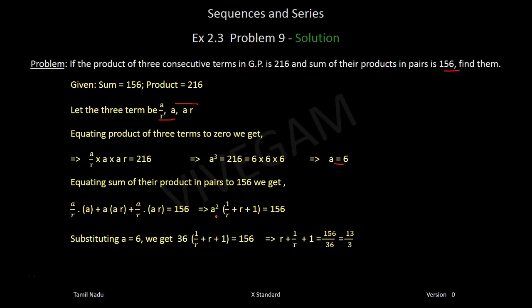Now if you substitute the value of a, you will get 1 by r plus r plus 1, into 36, equal to 156. This 36 comes this side, so r plus 1 by r plus 1 equals 156 by 36. 12 goes 3 times, 12 goes 13 times. So you get r plus 1 by r plus 1 equal to 13 by 3.